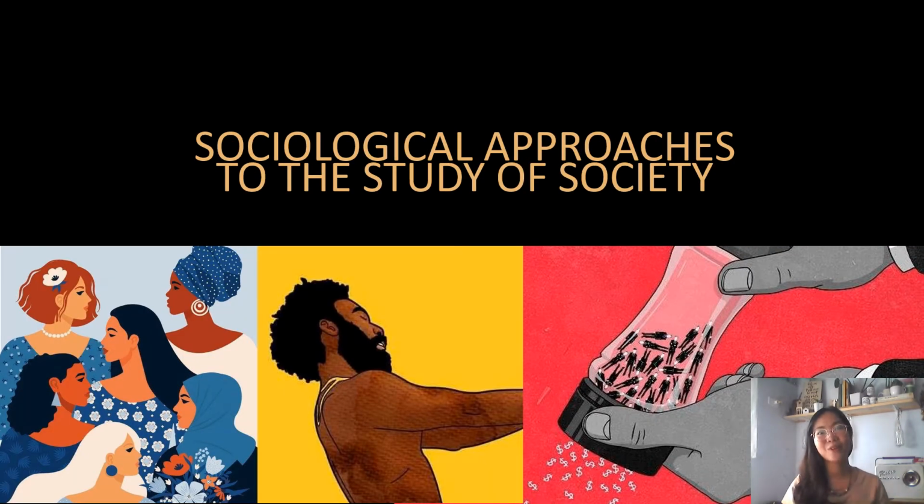Today we are going to talk about the different sociological or theoretical approaches, perspectives, or paradigms, whichever we would like to call them, in our study of society. Different sociologists have had different takes on how society, or the study of society, should be viewed. And this is what we are going to talk about today.